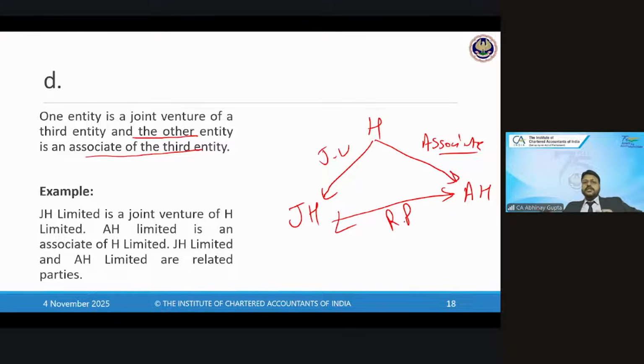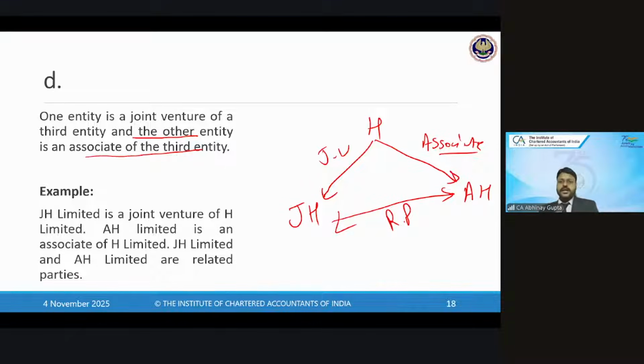If clause D is not there, then certainly this relationship will be difficult to establish. Because neither JH controls AH, nor AH controls JH, nor does JH have joint control over AH, nor does AH have joint control over JH, and neither has SI. So in the absence of control, joint control and SI, the parties will not be related, correct? But by virtue of this clause, this additional relationship got covered within the definition of related parties. Yes or no?